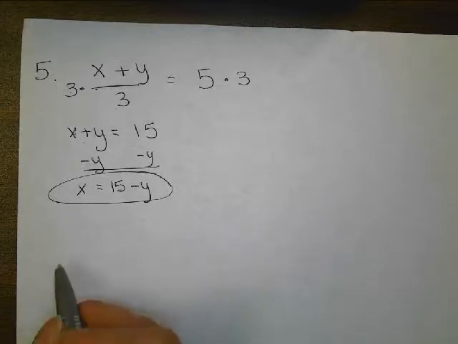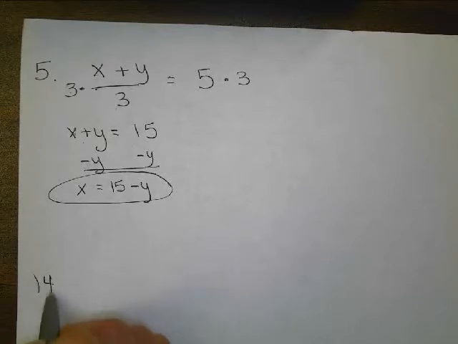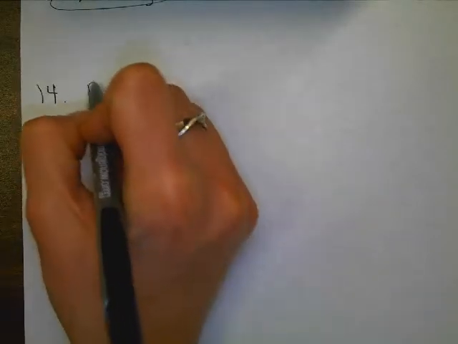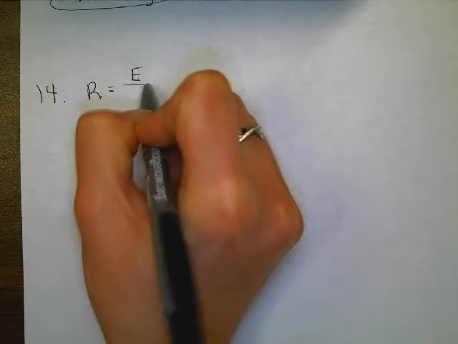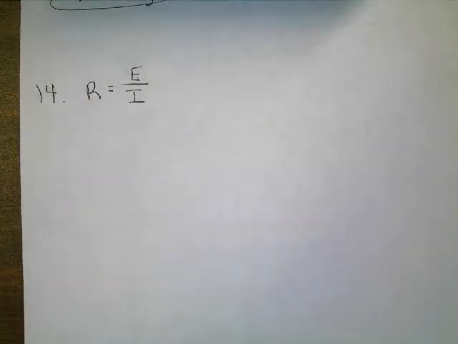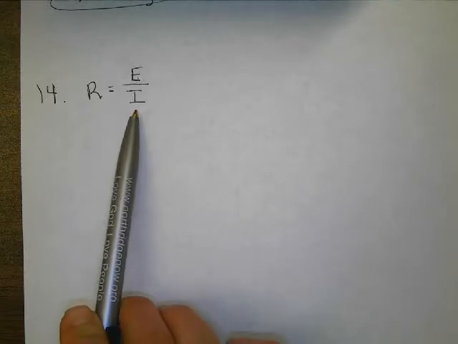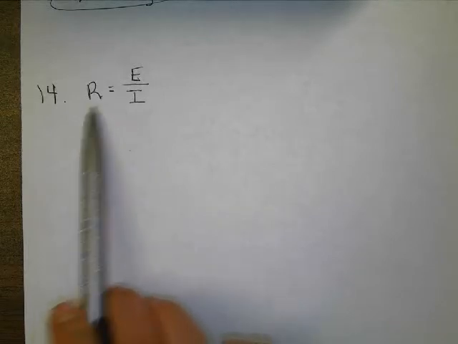Let's do 14. This is a good one. This is from your worksheet that I handed out to you guys today, in case you haven't noticed. So R equals E over I, and we want to get I by itself. Well, again, we have a fraction, and even though the variable we want, which is I, is in the denominator, again, the best thing to do is to get rid of the denominator in order to have everything as numerators and then solve that way.